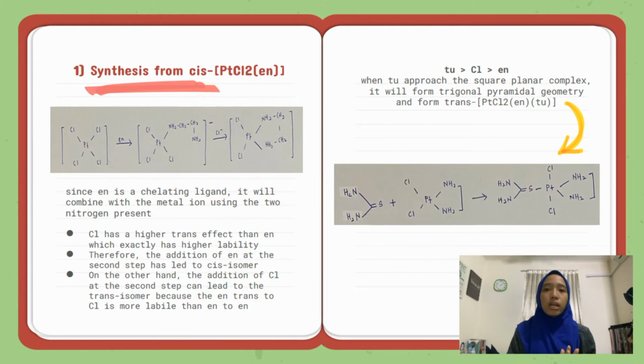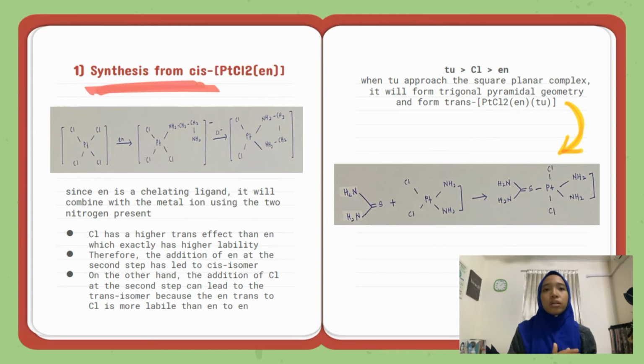Since ethylenediamine is a chelating ligand, it will bind to the metal ion using its 2 nitrogens. Chloride has a higher trans effect than ethylenediamine, which makes the ligand trans to it more labile. Therefore, the addition of ethylenediamine at the second step leads to the cis isomer. On the other hand, the addition of chloride at the second step can lead to the trans isomer because ethylenediamine trans to chloride is more labile than ethylenediamine trans to ethylenediamine.